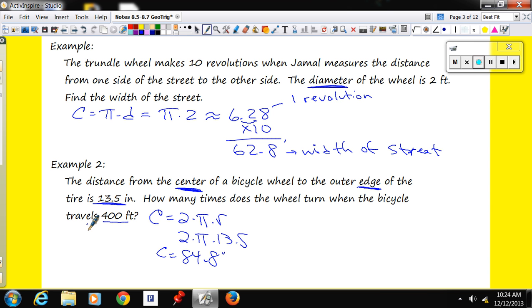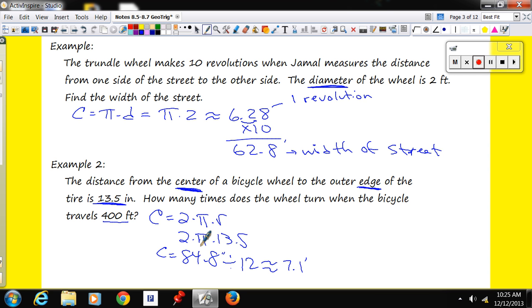84.8 inches. Okay, think about 84.8 inches. We want to know how many of these circumferences would go into 400 feet. How many of those 84.8 inches would go into 400 feet? I've got inches and I've got feet. I need to convert one of them. Okay, let's take the inches and we'll divide it by 12. And that will give me how many feet that is. It's going to be 7.1 when you round it off. 7.1 feet.